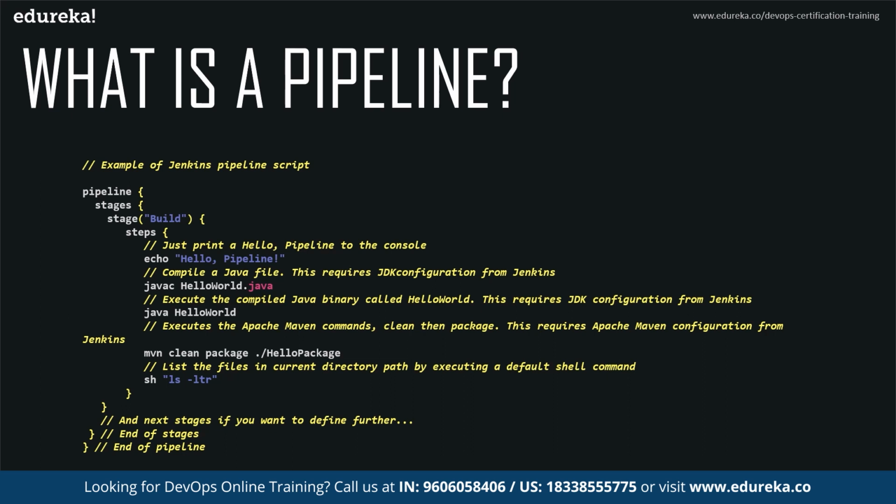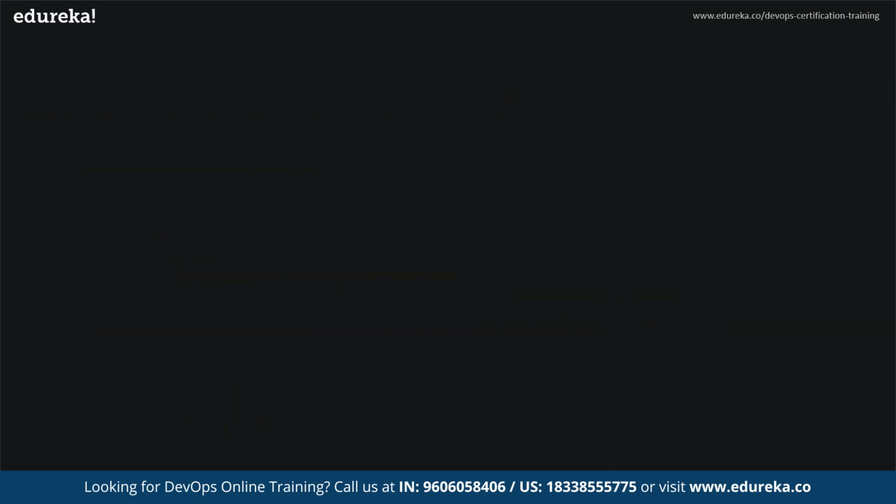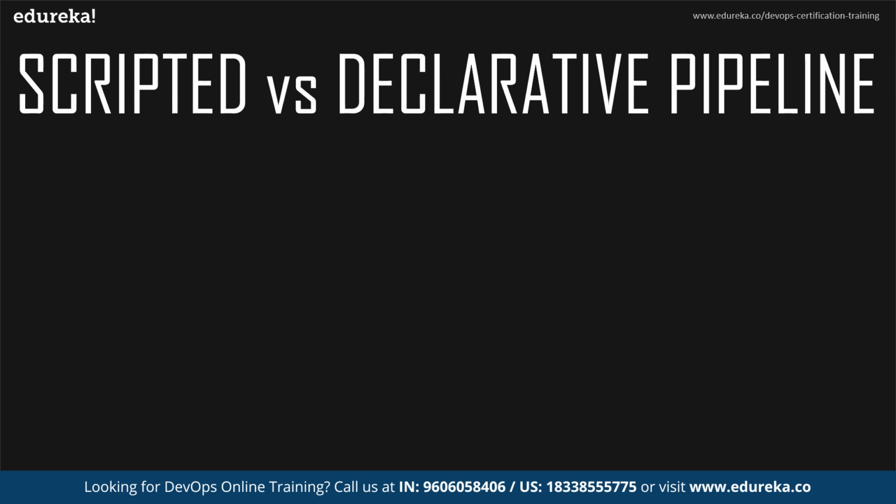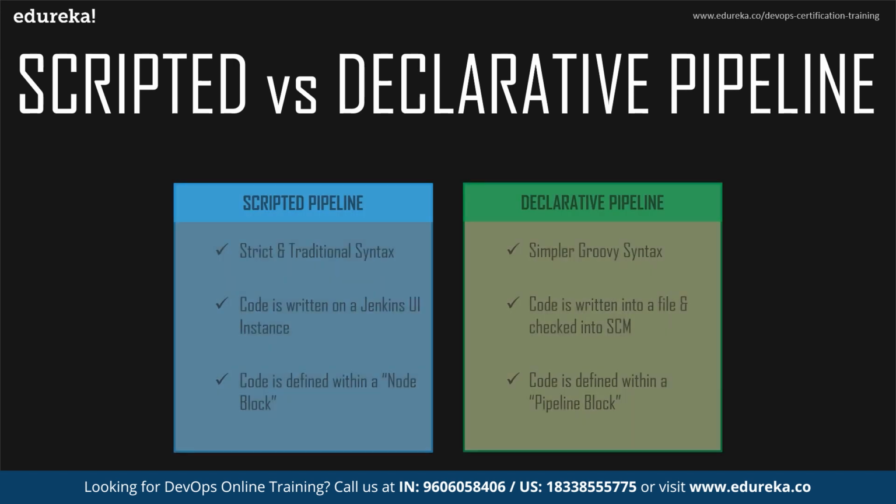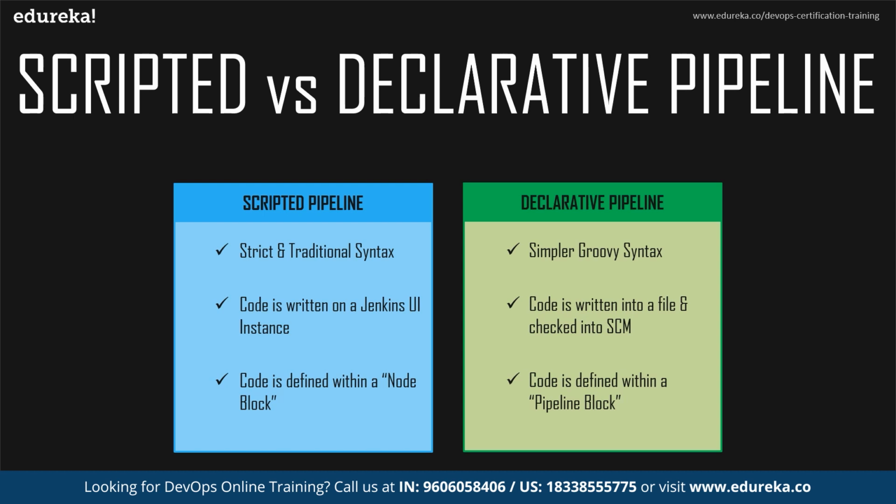Now let's talk about the two predominant pipelines used in the IT industry, scripted and declarative, and how they are different from each other. A scripted pipeline is the traditional Jenkins pipeline approach, and a declarative pipeline is the modern day pipeline approach that is used in the industry. In a scripted pipeline, the syntax was more strict, while in a declarative pipeline we use something called Groovy syntax.